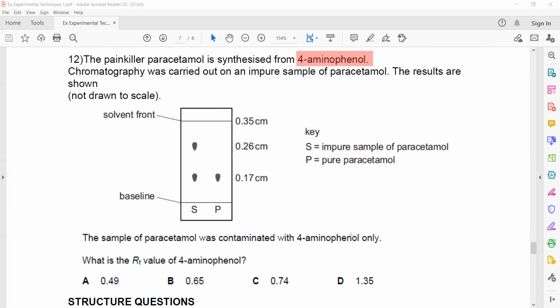Some of the paracetamol. What is the RF value of 4-aminophenol? So how can we work out the RF value? They mention the impure sample of paracetamol is S. So this is the impure sample.